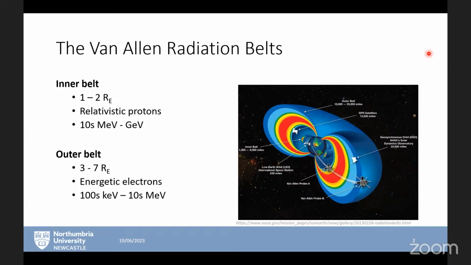Perfect. Okay, so then go back to the outer belt. These are populated predominantly by energetic electrons with energies in the range of hundreds of kiloelectron volts to tens of megaelectron volts.